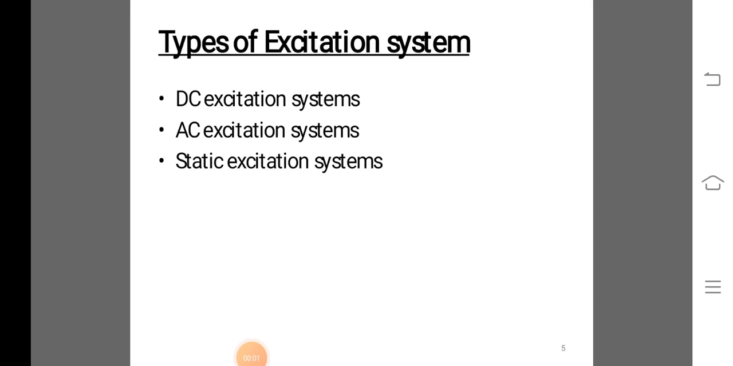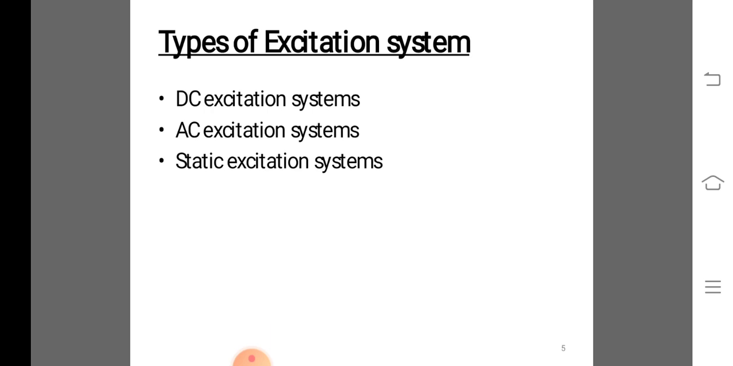Hi everyone. Come, let's go with types of excitation system. Today a large number of different types of exciter system are used. Three main types can be distinguished: one is DC excitation system, AC excitation system, and static excitation system.